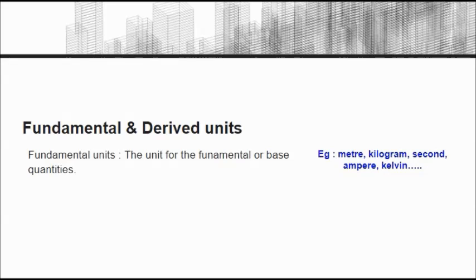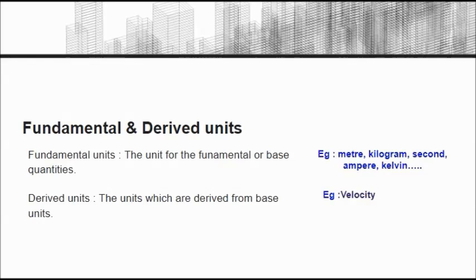Now, what are derived units? Derived units are those which are derived from base units. It is the combination of 2 or more base quantities. For example, take velocity, the unit of velocity is meter per second. Here, the fundamental unit of length and the fundamental unit of time are combined together to form a single unit, so we can say that meter per second is a derived unit.